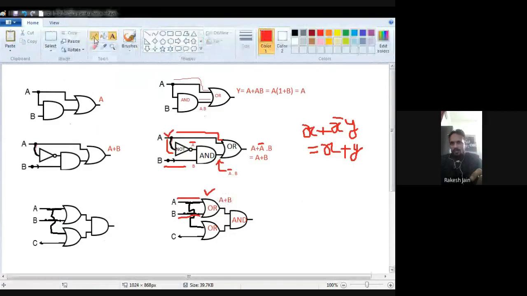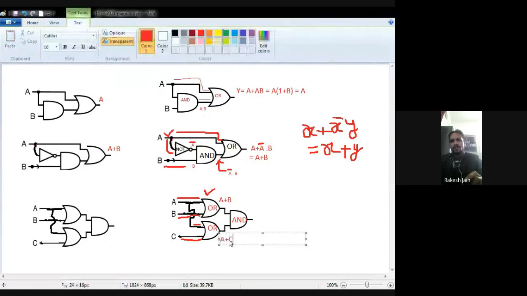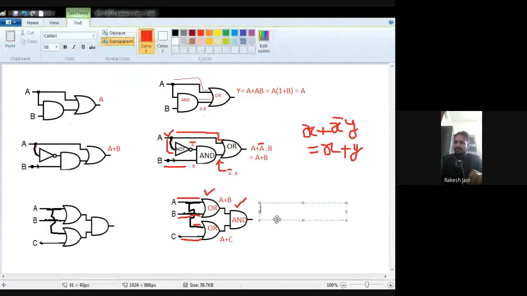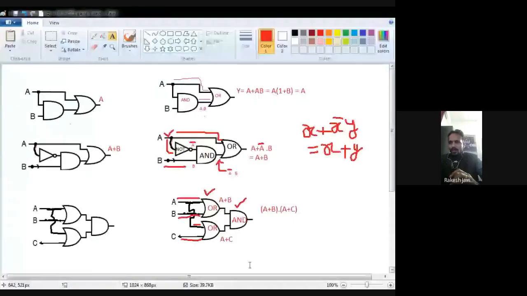Now I am talking about the lower gate. One input is A and the second input is C. So what will be the output? The output is A plus C only. Now this is your AND gate. So what will be the output? Output is the dot product of both the inputs. What are the inputs? One input is A plus B, dot, second input is A plus C.